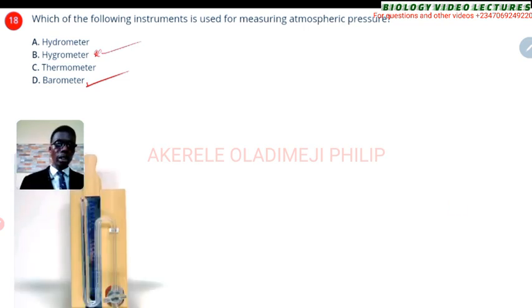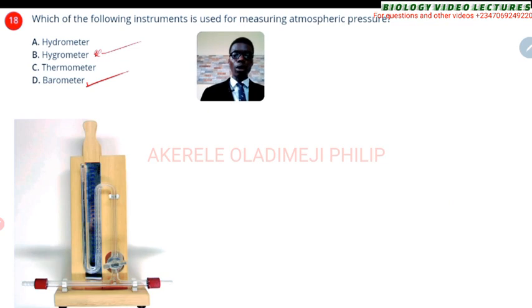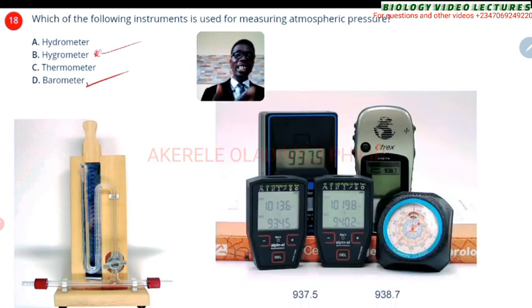So this is what a barometer looks like. This is like the old one. I don't know if it is still in use, and this is the new one we have now that can actually be used to know the pressure of the environment. Don't forget that barometer is for pressure, thermometer is for temperature, hygrometer is for relative humidity.